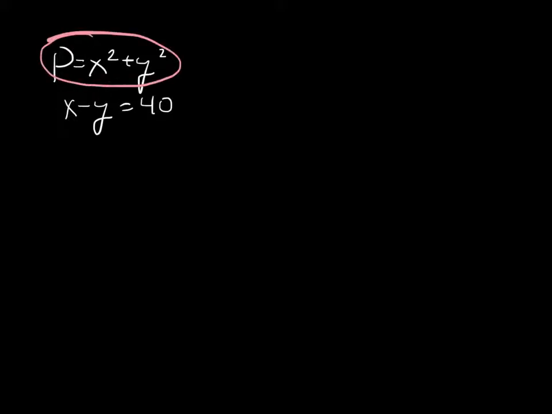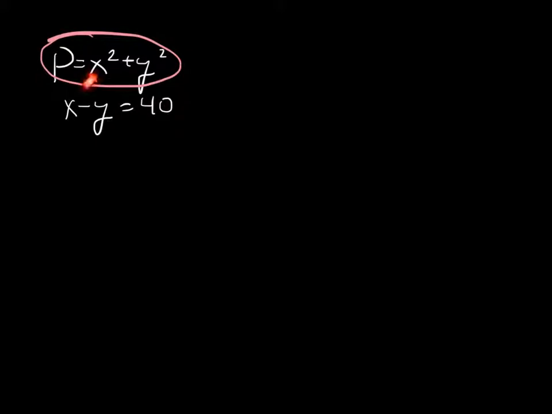This is page 312, number 5. So for number 5, they give us that p is x squared plus y squared, where x minus y is equal to 40. Now we have to find the minimum value of p, which means that this is our primary equation.